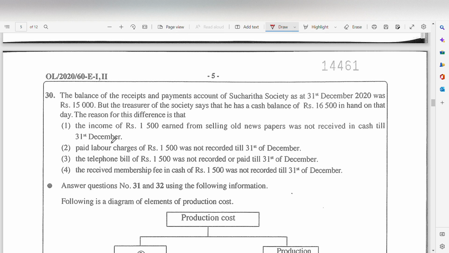Fourth one, the received membership fee in cash of rupees 1500 was not recorded till 31st of December. Now here you received 1500 in cash. So that's why your cash balance is 1500 higher. But you have failed to record it. So for the question 30, correct answer is answer number 4.